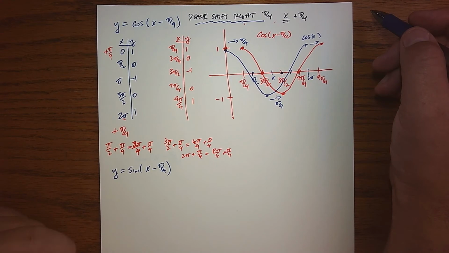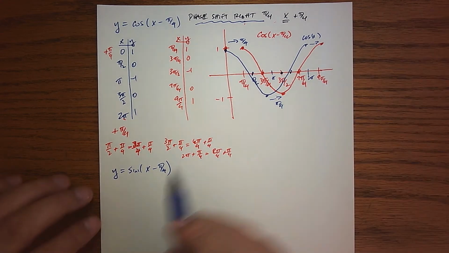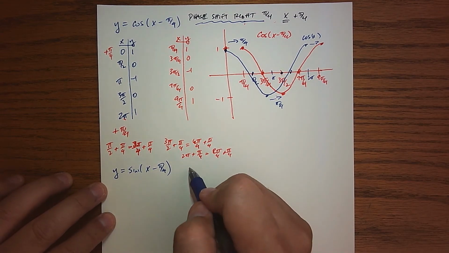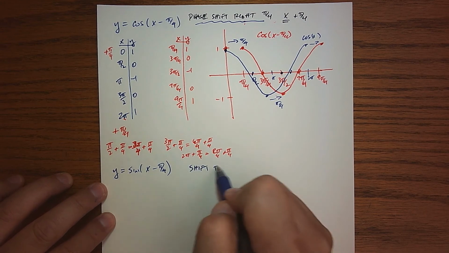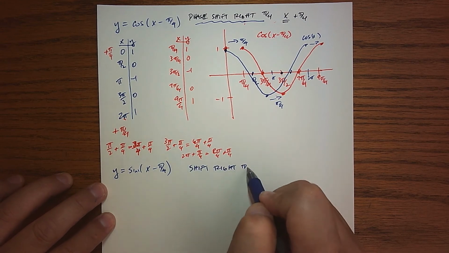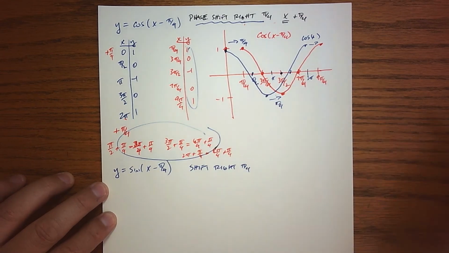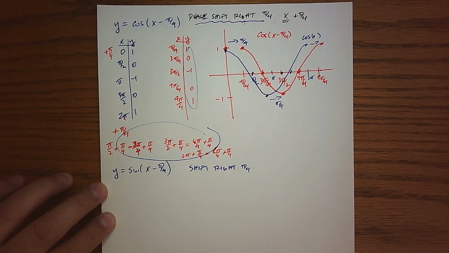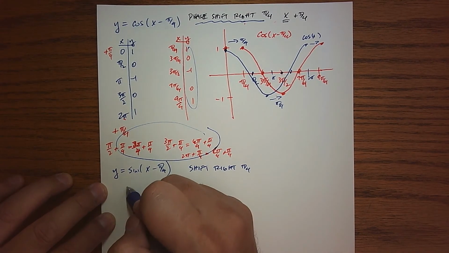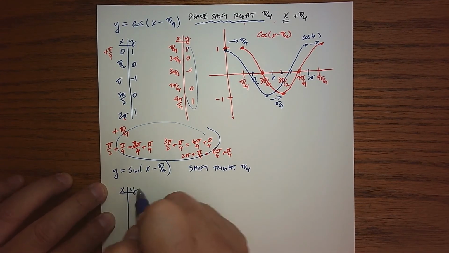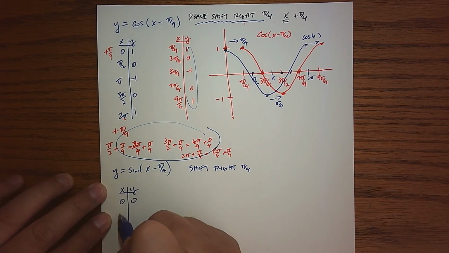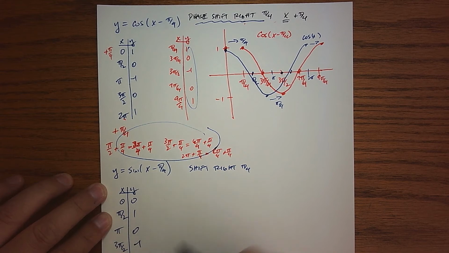Okay, so there you have it. There's our shift, sine of x minus pi over 4. Again, we're shifting to the right pi over 4. So we're basically going to be doing all this math, except our y values will be the cosine value. So how about I just do it point by point. Our normal sine graph starts at 0, 0, pi over 2, 1, pi, 0, 3 pi over 2, negative 1, and then 2 pi, 0.